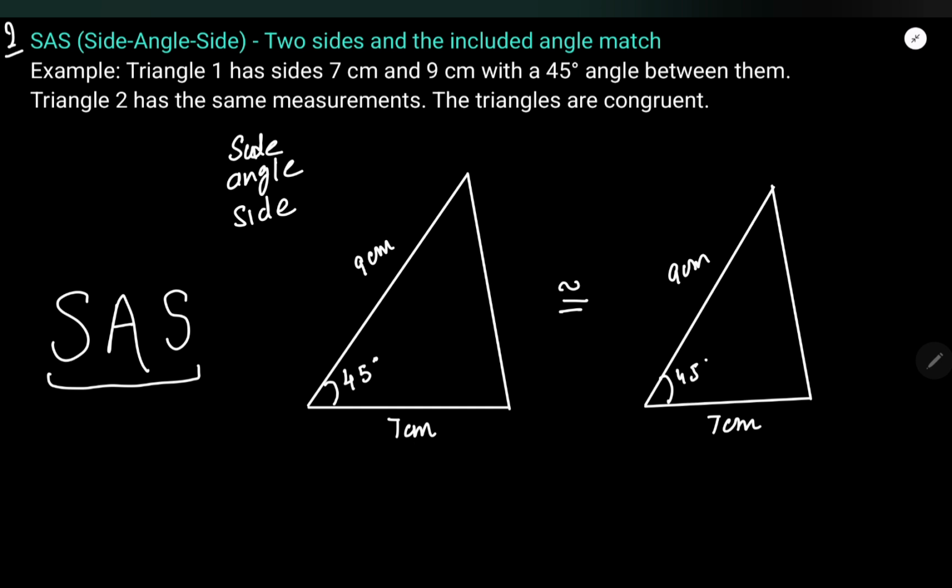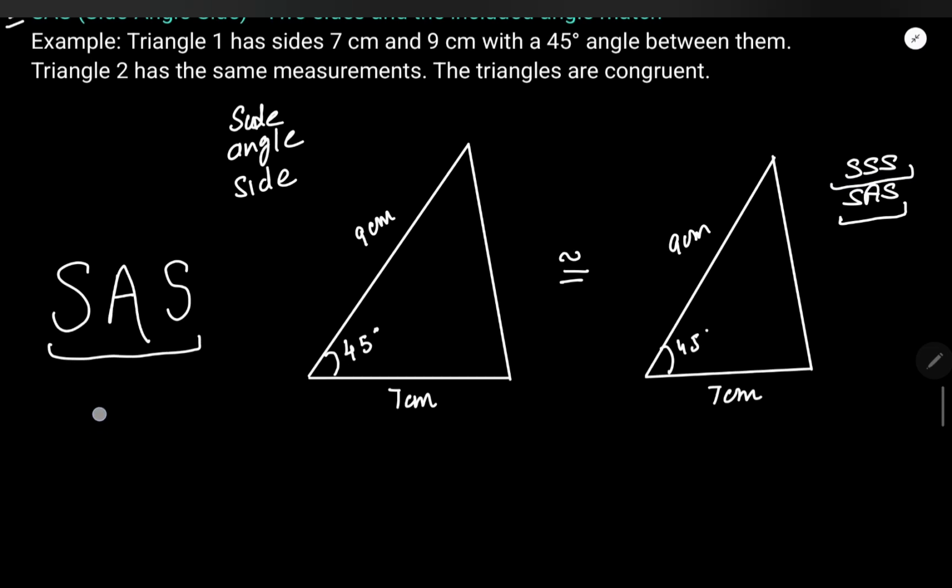Suppose the angle is given elsewhere, not between the sides, then you cannot say whether the triangles are congruent or not, because then there will be more than one possible way to draw a triangle and you will not get the same size and same shape. So this is another rule, SAS. Now we have learned two rules, SSS and SAS.